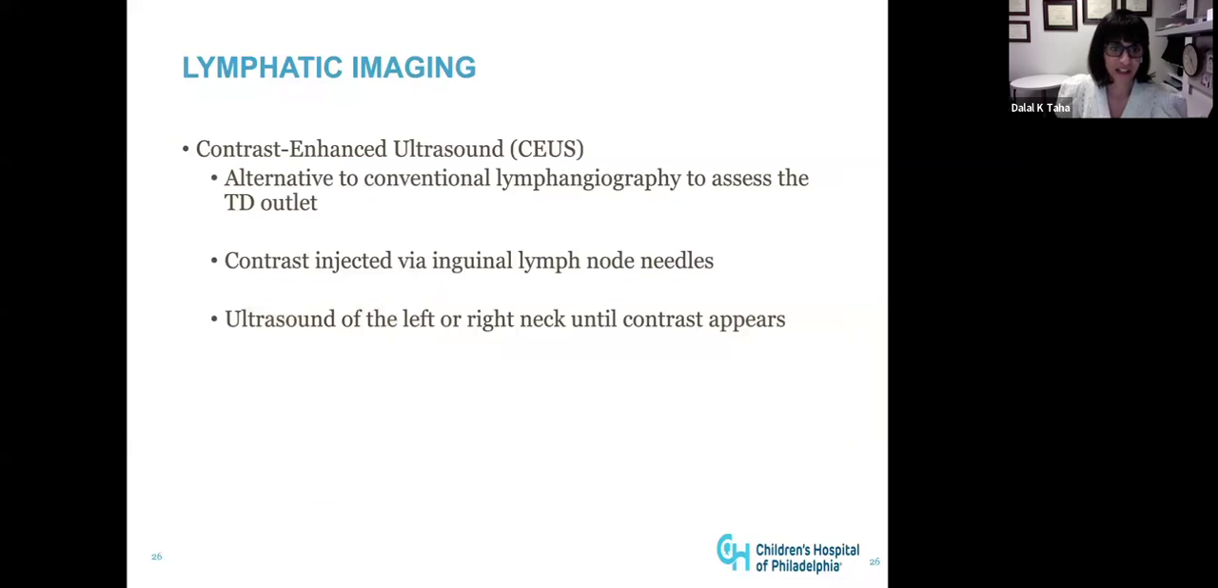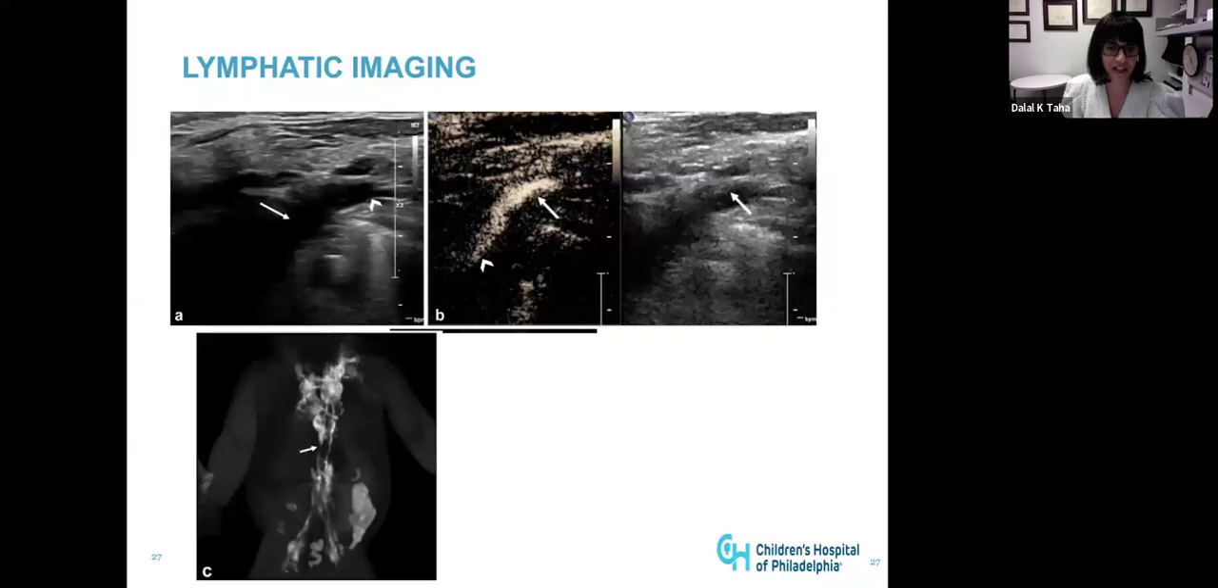A less invasive way to get a look at the thoracic duct outlet is to use ultrasound that's contrast enhanced. So the ultrasound contrast is injected into the inguinal lymph nodes, and then the ultrasound is placed at the left or right neck, whichever side you suspect the thoracic duct outlet to be, and you watch until the contrast appears.